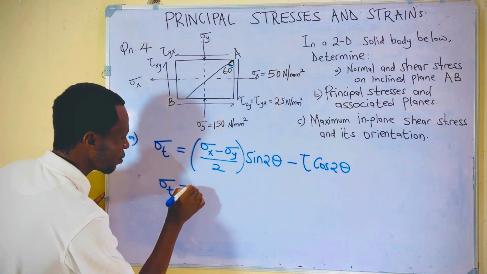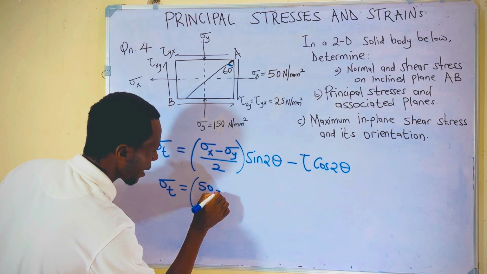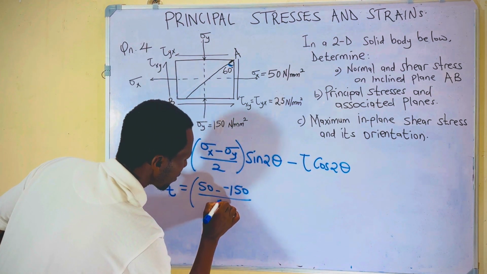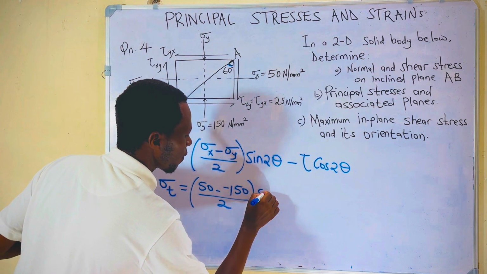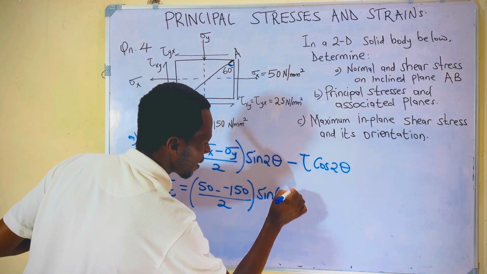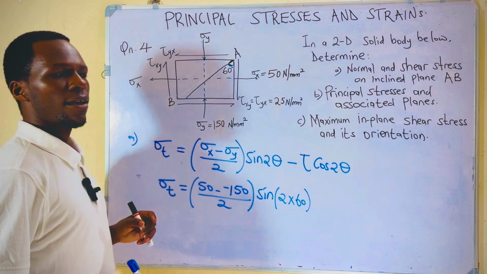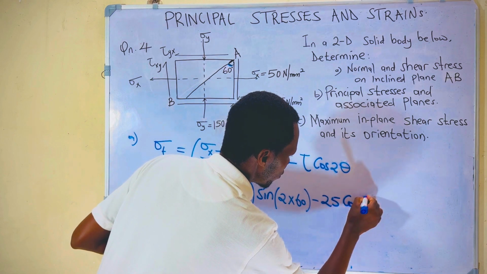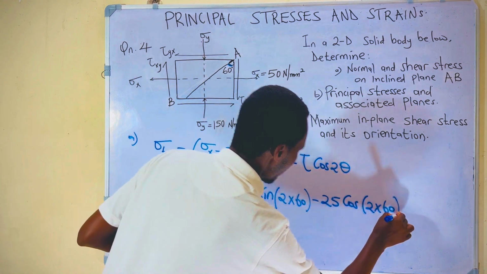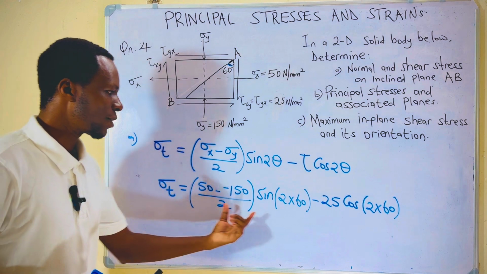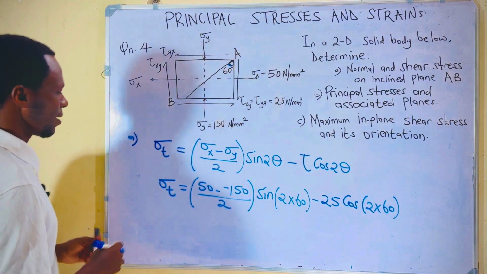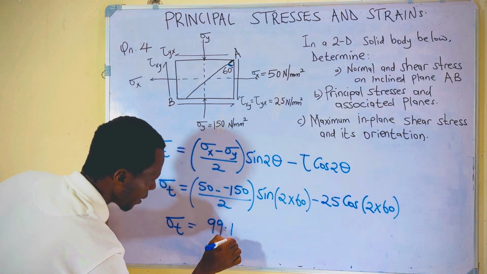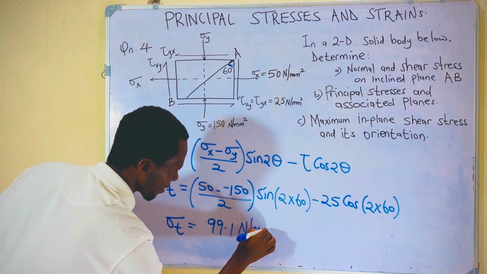Sigma t is going to be equal to 50 minus sigma y, which, as I've told you, is minus 150. Everything here is divided by 2. Sine of 2 times theta, which is 60. Then minus tau. Tau is 25 cos of 2 times 60. Just the same way, feed this in your calculator. Then minus this one. And the value is definitely coming to positive 99.1 Newton per millimeter square.